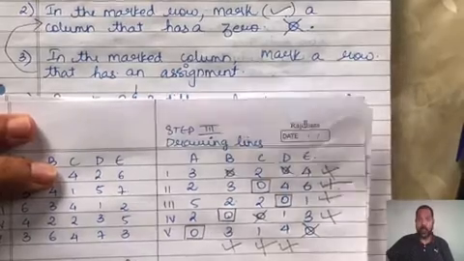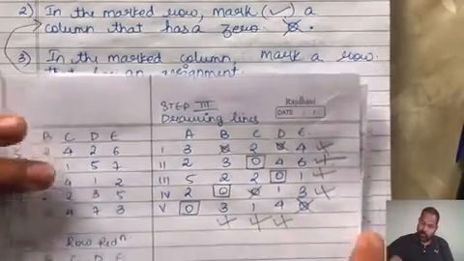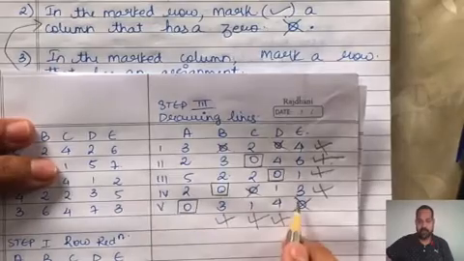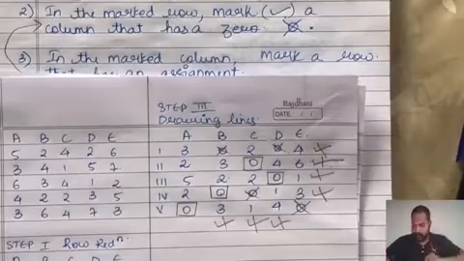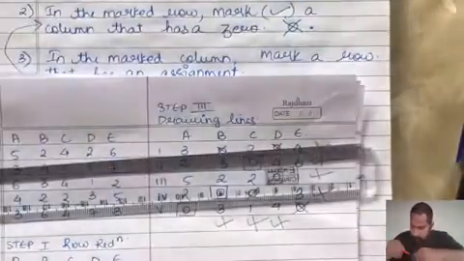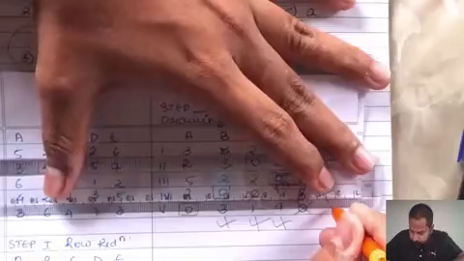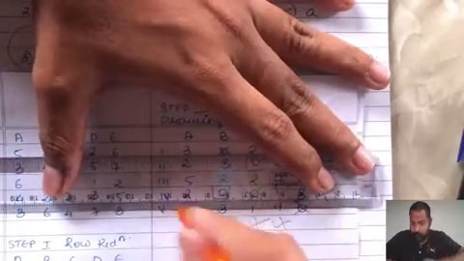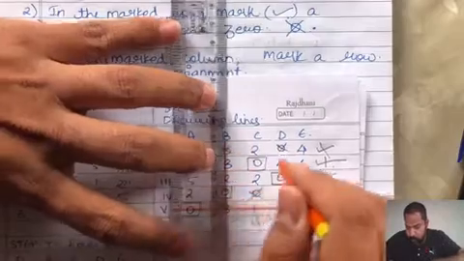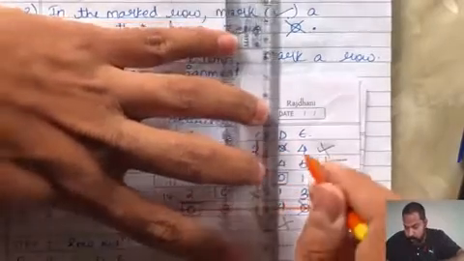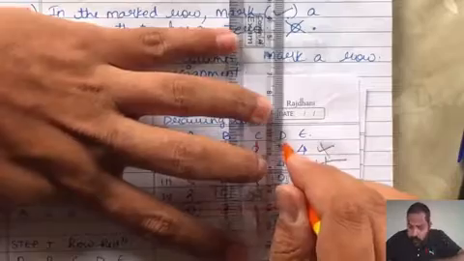Draw lines through unmarked rows. There is only one unmarked row left. And marked columns. There are 3 marked columns. Fine. Let's start. Unmarked row. Marked column. 1, 2, and 3.